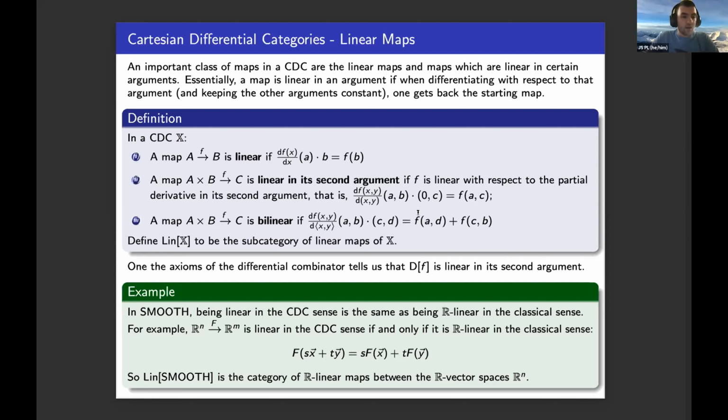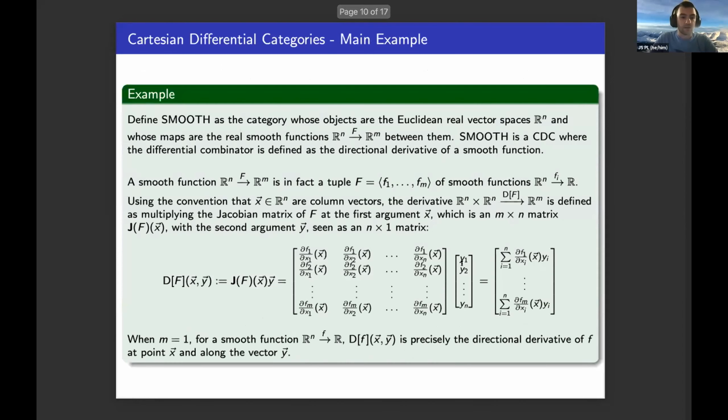Linear maps form a subcategory, which I'll define as lin of x. Now, one of the axioms of the differential combinator tells us that for any map f, its derivative will always be linear in its second argument. And this is captured by the fact that d of f in the smooth example is defined by matrix multiplication.